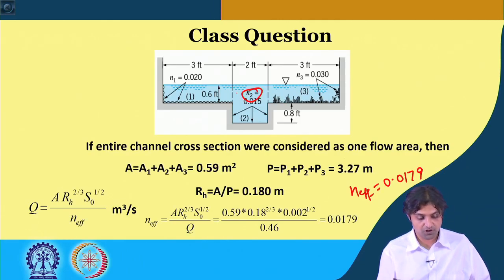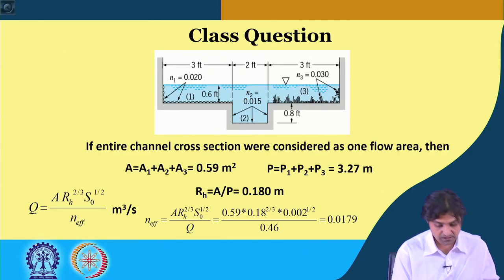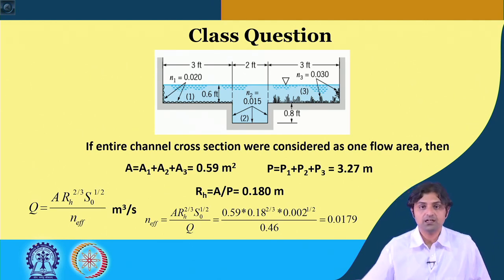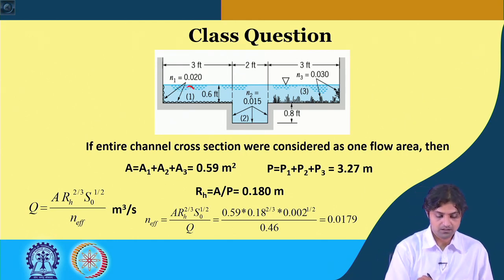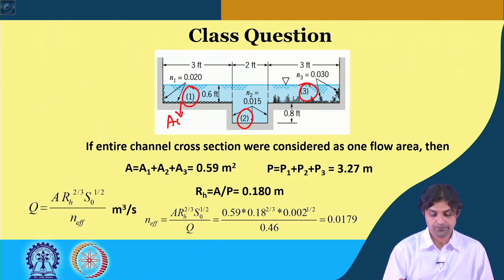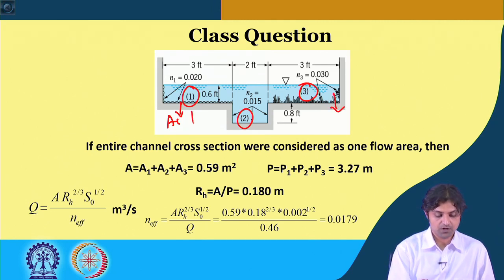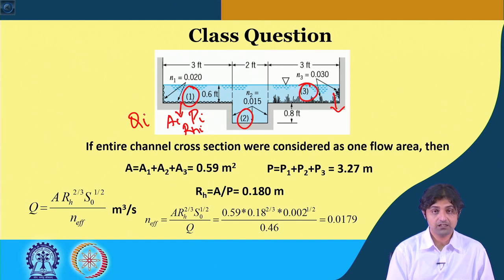So, this question we have solved. What we did, we had a complex cross section. In that complex cross section, there were three parts: part 1, part 2 and part 3. For each part we found the areas A_i, the perimeter P_i, the hydraulic radius R_H,i, and Q_i, and then we summed all the discharges to find the total Q in that section. Okay. Good.